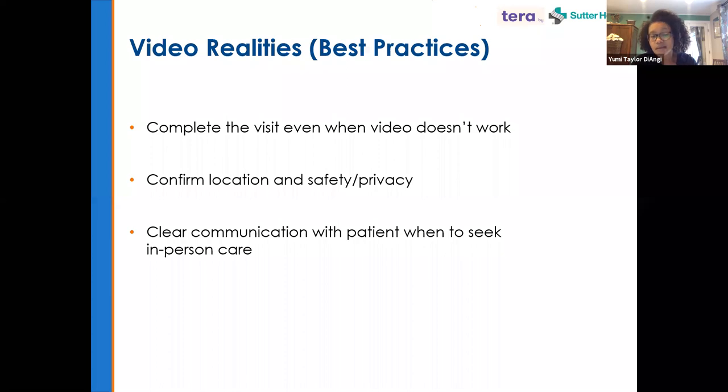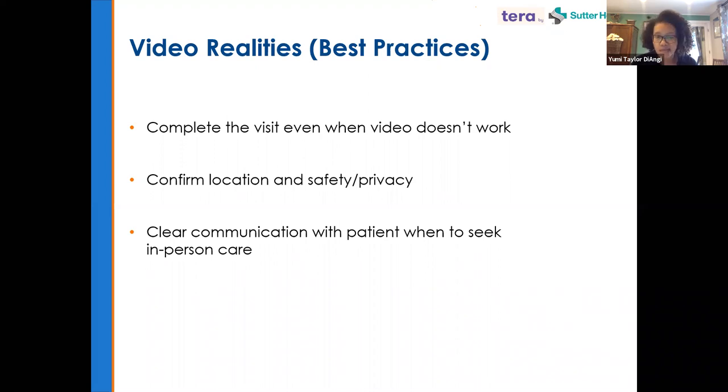And then privacy: a lot of patients do video from work. They may be sitting out in the hallway. So if you're going into a more sensitive topic, just remember to ask, hey, are you in a safe, private place to have this conversation? And then finally, having clear communication with patients about when to seek in-person care.